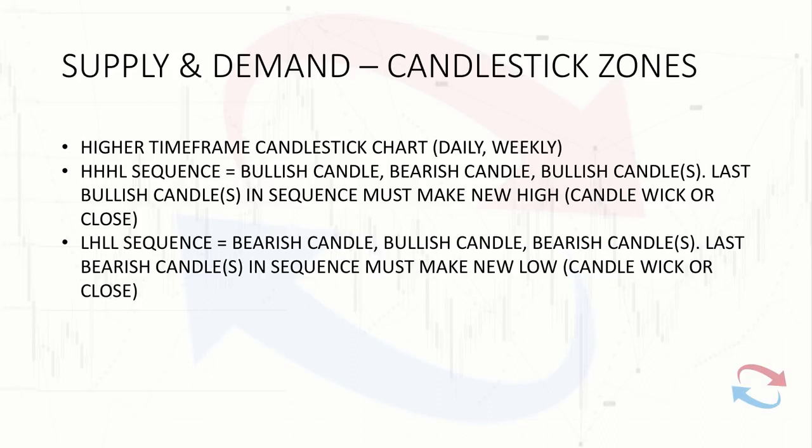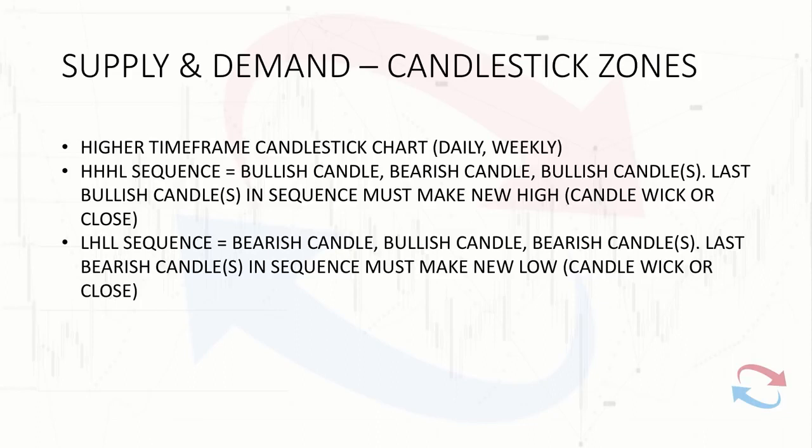So the candle sequence for identifying higher highs and higher lows is really a bullish candle, a bearish candle, and then a bullish candle, where the last candle in the sequence must make a new wick high or must close higher than the previous bearish candle. And then the downtrend, the lower high, lower low sequence we want to see is where we have a bearish candle, a bullish candle, and a bearish candle sequence, where the last bearish candle makes a new close low or a wick low.